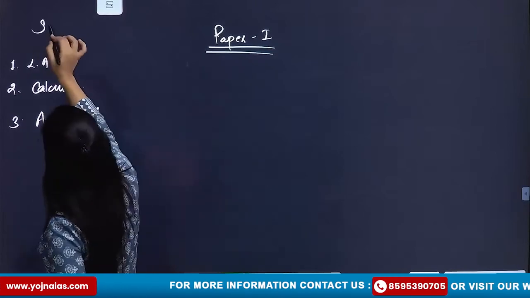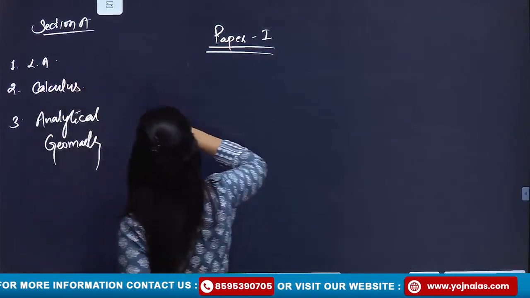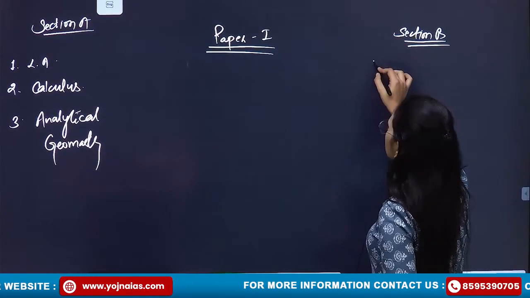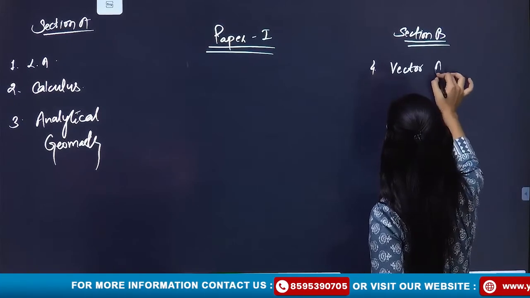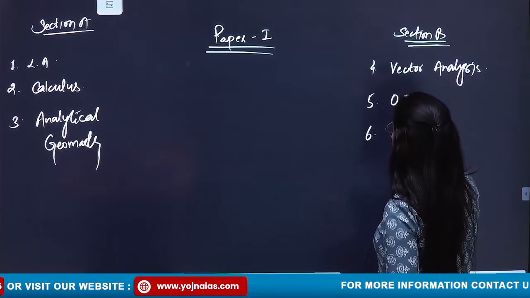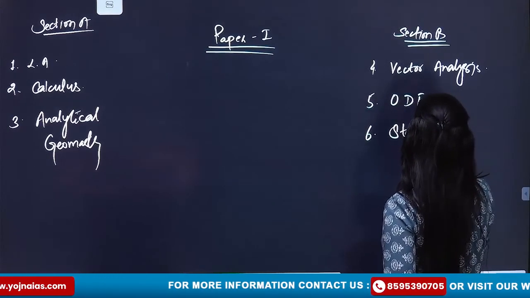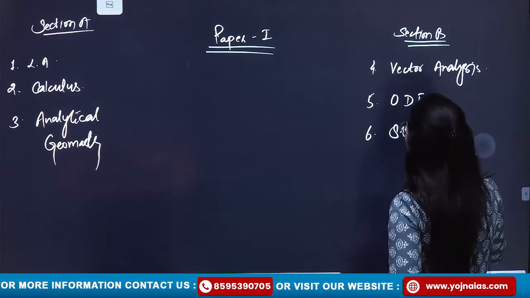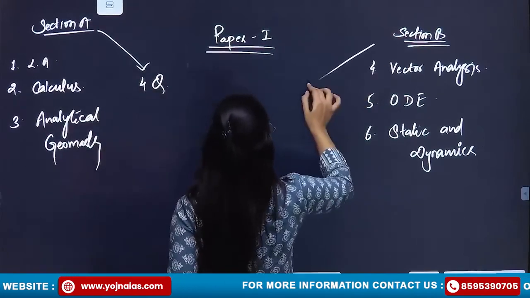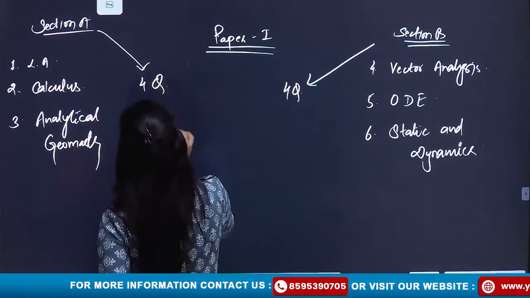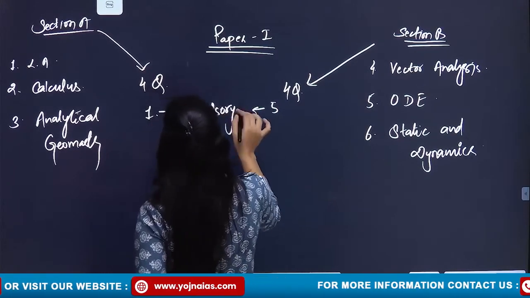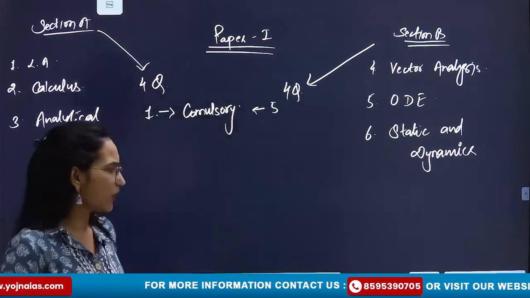Then this comes under section A. Then under section B, the other 3 units: fourth is vector analysis, fifth one is ordinary differential equations, and statics and dynamics. In each section we had 4 questions. The first question of each section was compulsory, and then out of the remaining 6, you have to select 3 questions.